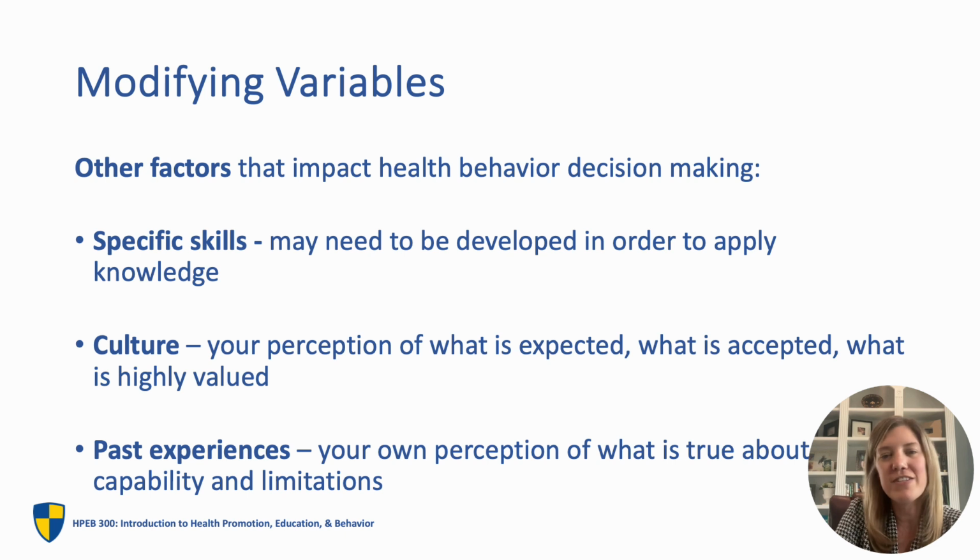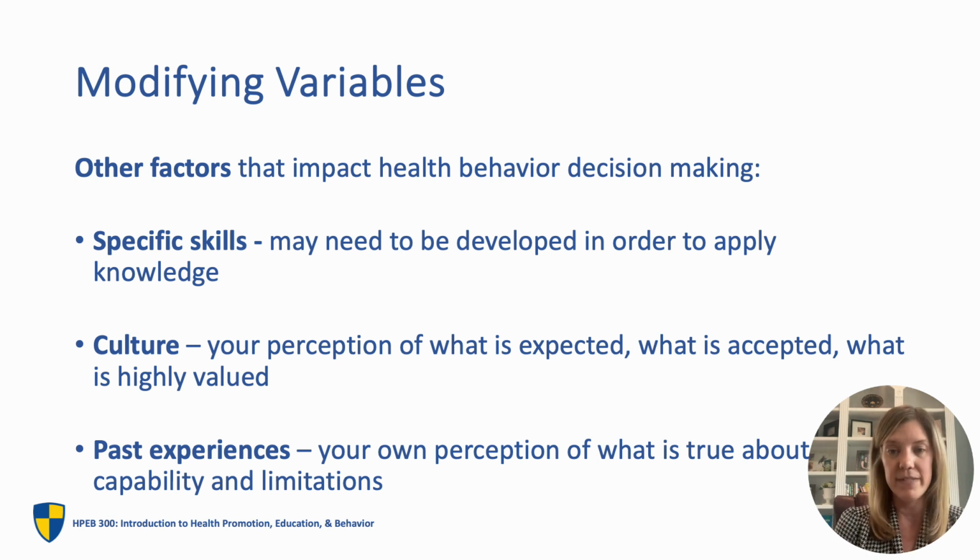There are other factors that impact decision-making when it comes to people's health, and that includes developing skill sets, specific skills. Sometimes skills need to be developed in order to apply the knowledge that they know. They may know that time management is important for them, but how do I actually do that? So these are skill sets that might be in someone's way. Developing these skills is an important thing that can be changed in order for ultimately this behavior to take shape and take formation.